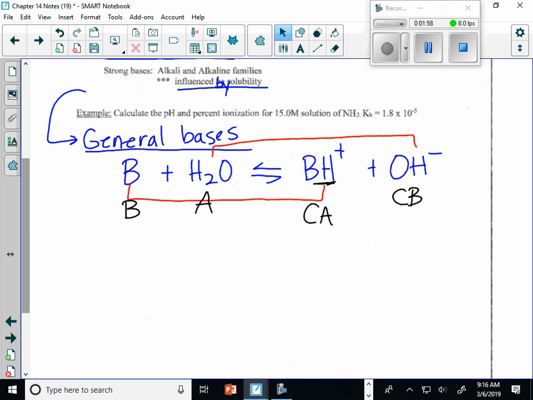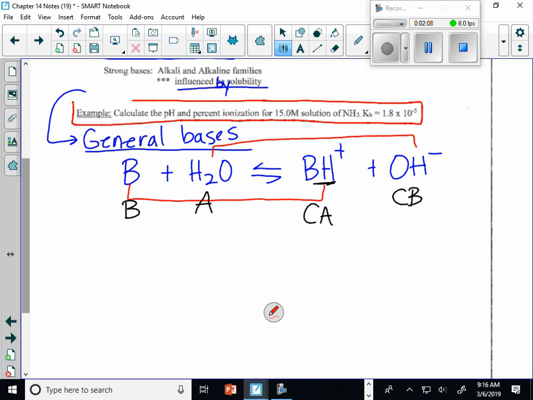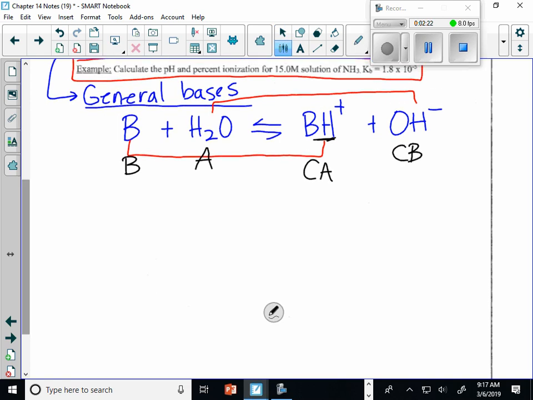So let's go ahead and answer now this question that we have up here where it says calculate the pH and the percent ionization for 15 molar nitric acid, or no, 15 molar ammonia, sorry. And then we have the Kb that's written there. You can see that the Kb is incredibly small, so we are going to be able to drop an X when we do our ICE expression.